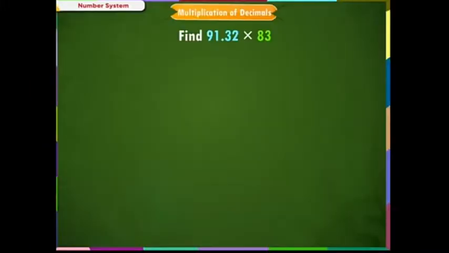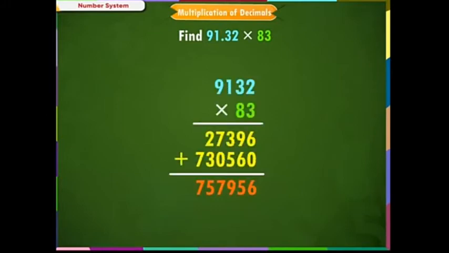First example, find 91.32 into 83. First we will perform multiplication ignoring the decimal point. That is 9132 into 83. Here the multiplicand contains 2 decimal places, so the product must contain 2 decimal places. Now from the right, after 2 digits, put the decimal point. Thus, 91.32 into 83 is equal to 7579.56.